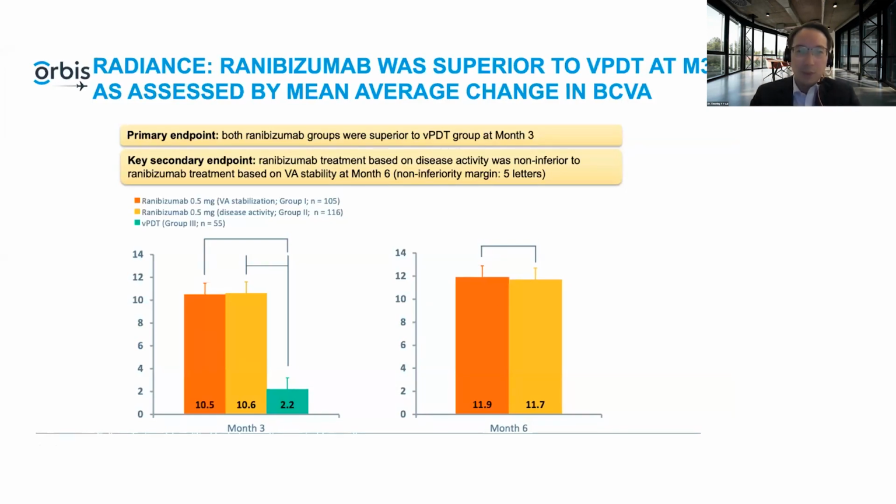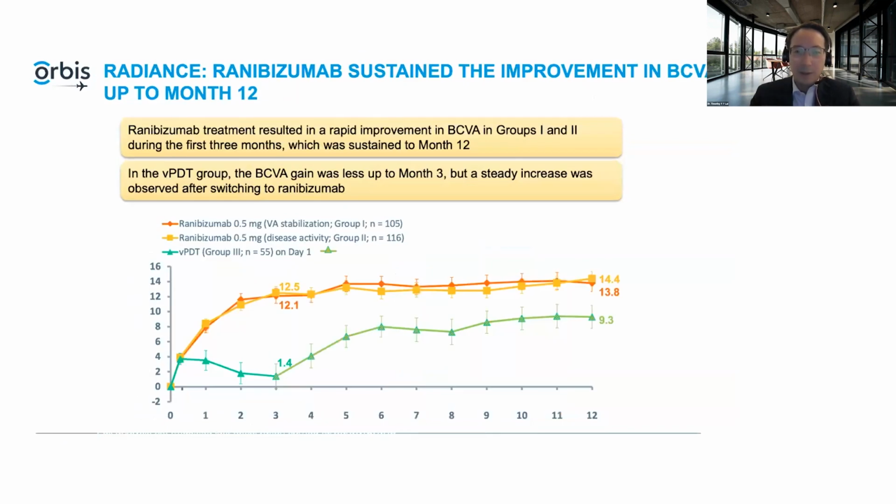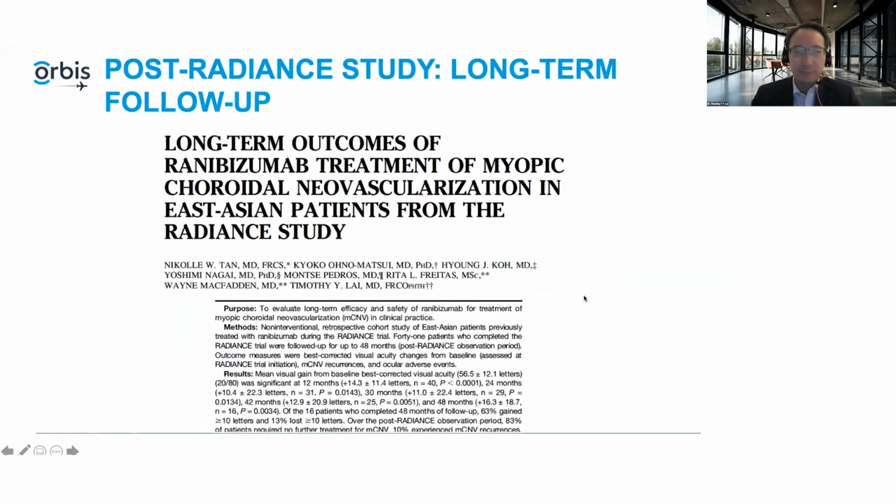So nowadays, we would guide our patients using disease activity. So just one injection of ranibizumab, and then the patient would do well. You can see over 1 year, a very good improvement in vision. Those patients in the PDT group were eligible to switch to ranibizumab, and they still gained some vision, but never caught up to those who were treated early.